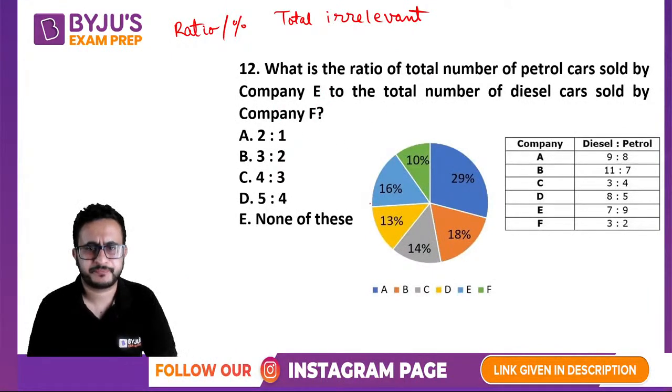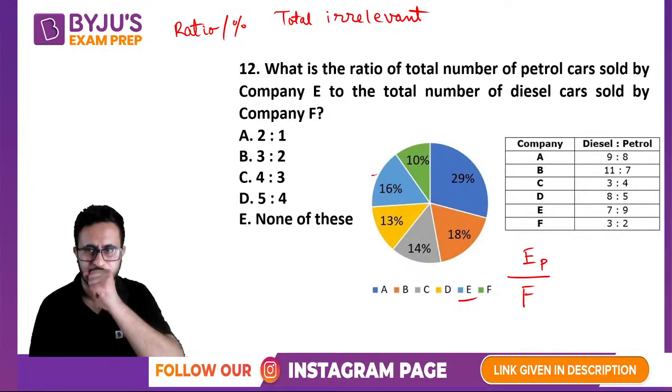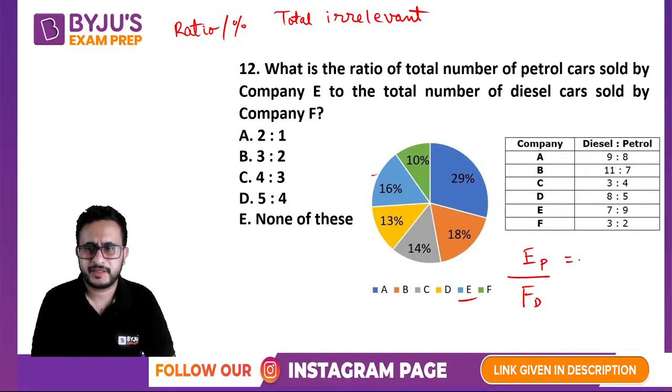Petrol cars by E, okay? First of all find E का percentage. E का कितना percentage है? 16% है. E by F, right? E की पेट्रोल बाय F की डीजल. E कितना है? 16% है. And petrol E में पेट्रोल कितना है? 9/16.